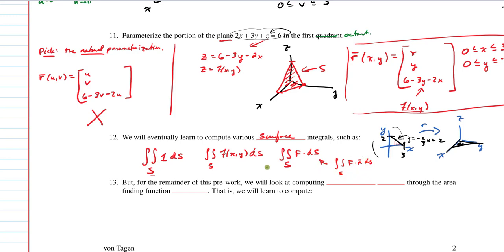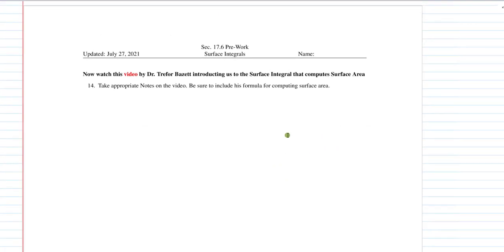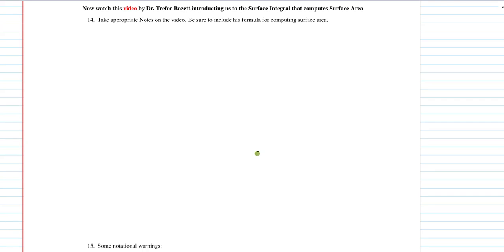So we're going to learn how to do integrals over surfaces, but the starting point for doing that is to come up with a parameterization. But for the remainder of this pre-work, we're simply going to look at computing the surface area through the area finding function f of x, y is just equal to 1. That is, what we're going to be focusing on is computing this surface integral here. And I'm going to have you watch Dr. Bassett do that, derive the formula for it, and that'll complete this pre-work.